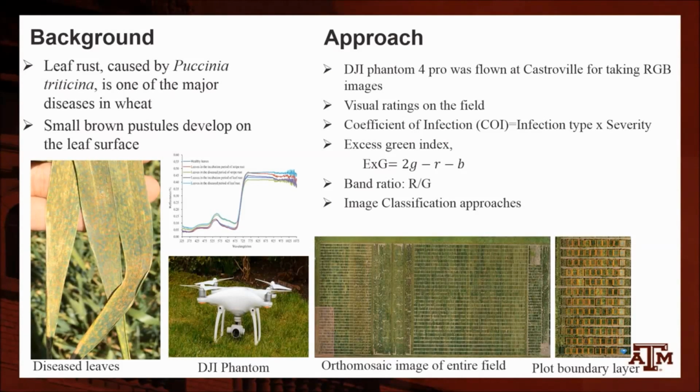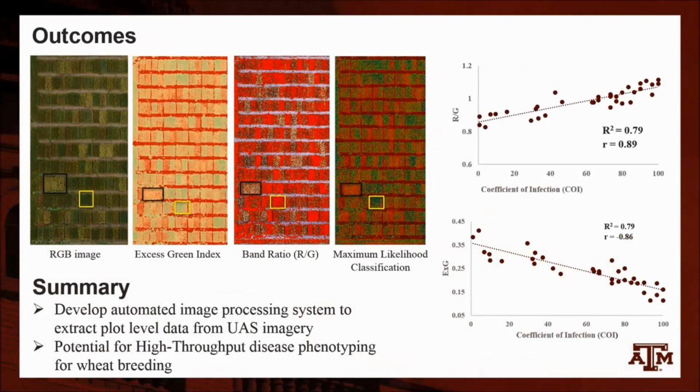Leaf rust is caused by the fungus Puccinia and is a major disease of wheat. When the plant is infected, small brown pustules develop on the leaf surface. This reduces the chlorophyll content of the leaf, which provides an opportunity to use remote sensing for differentiating diseased vegetation and healthy vegetation. You can see in the graph over there.